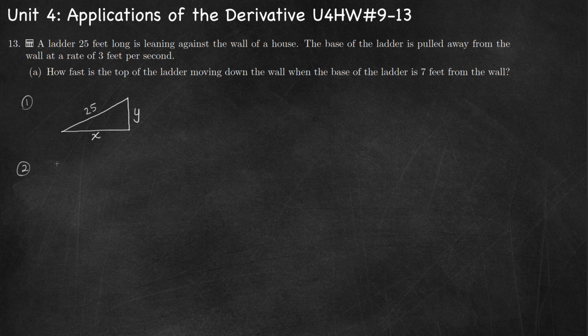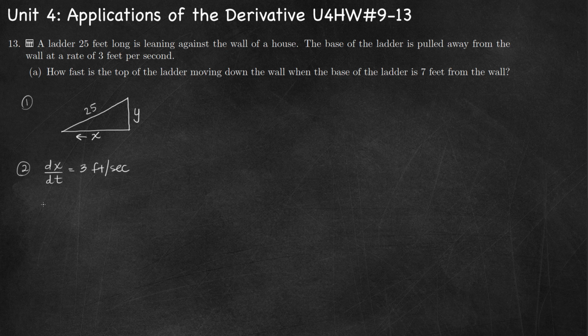Step 2, let's write down the rate that we're given and the one that we're trying to find. So we're told that the base of the ladder is pulled away from the wall at a rate of 3 feet per second. Pulled away from the wall. So we're describing x, that rate would be dx/dt. As the ladder is pulled away from the wall, the distance x is actually getting larger, so this is a positive rate. So dx/dt equals 3 feet per second.